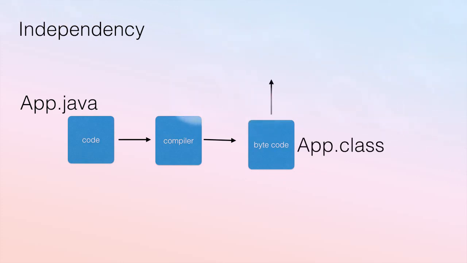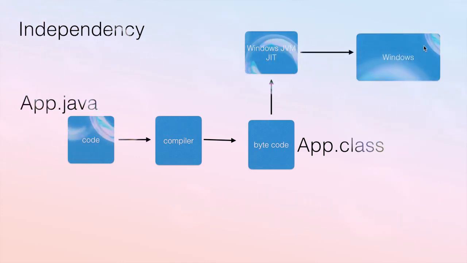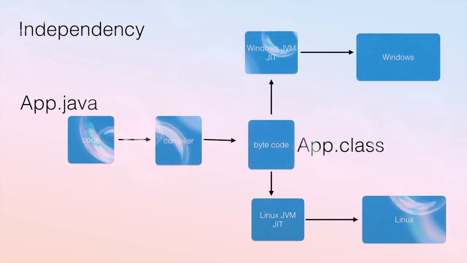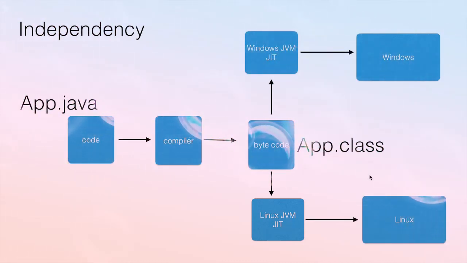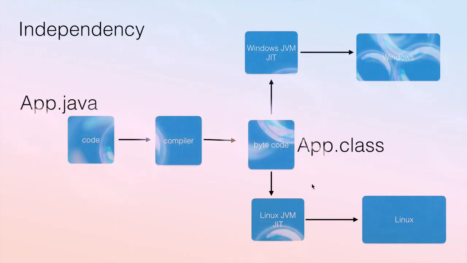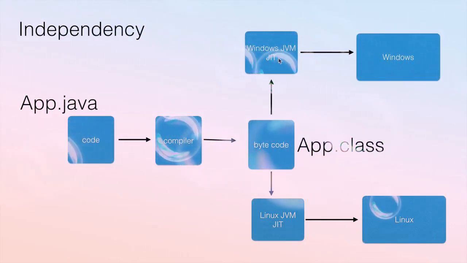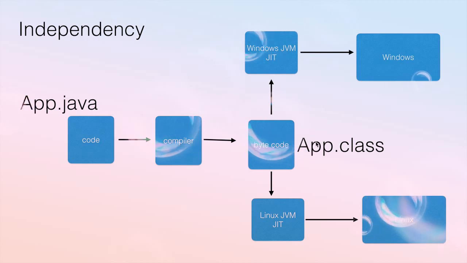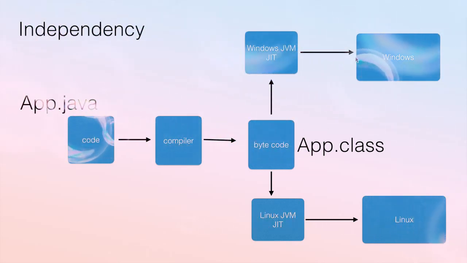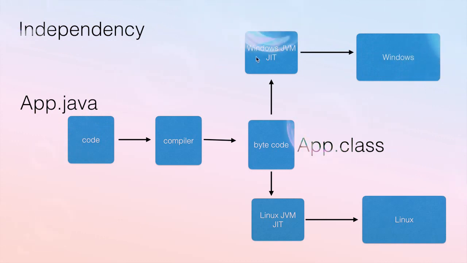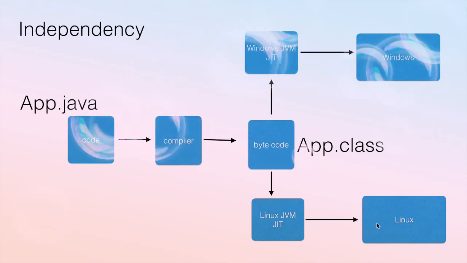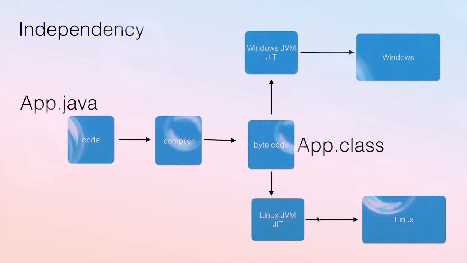This bytecode can be interpreted by the Windows JVM on Windows, the underlying operating system, and we can have a Linux JVM which can interpret it for Linux. So all the power, the platform independency, comes from this additional step. The JVM uses the just-in-time compiler to do this translation of bytecode into the operating system understood machine code efficiently. That is why Java is called a platform-independent language, because once compiled, it can be run on any operating system by using a JVM.